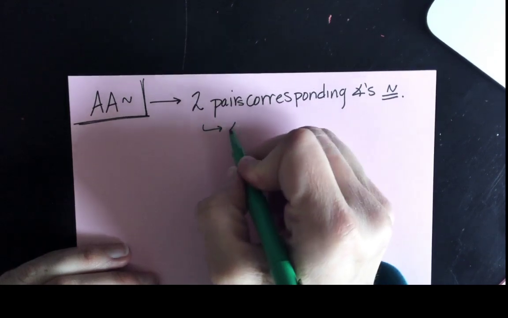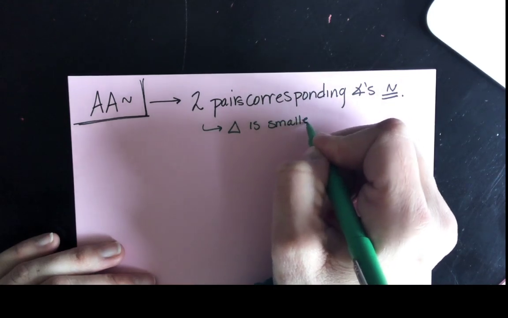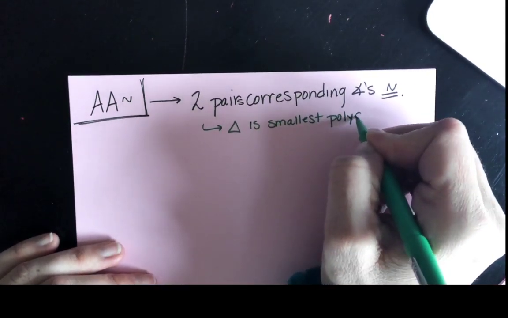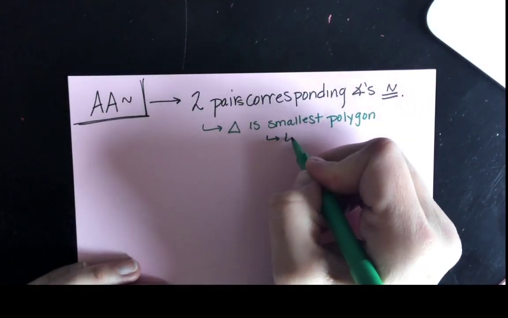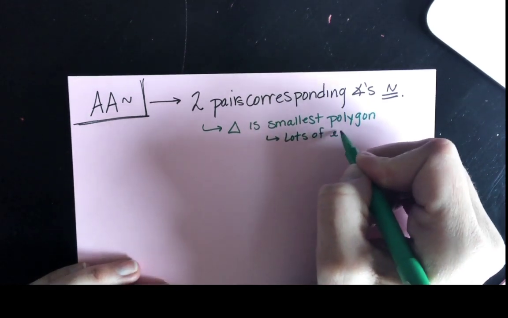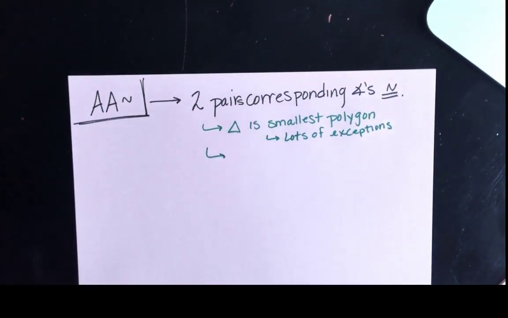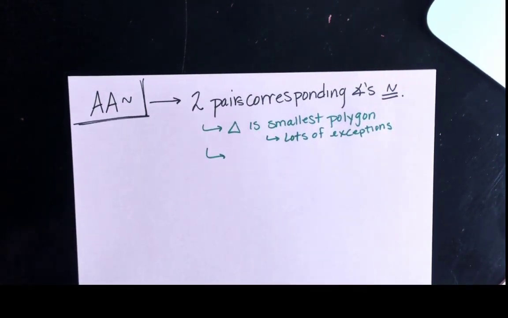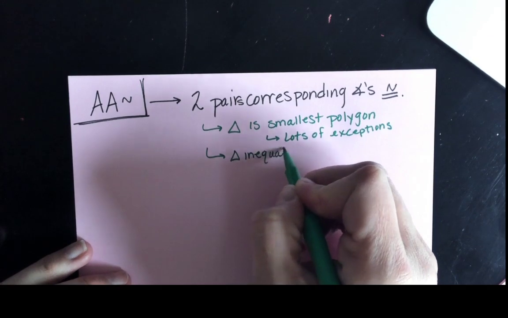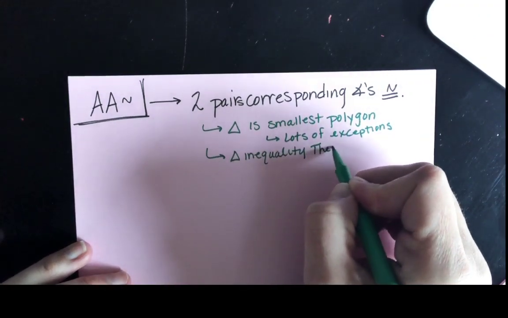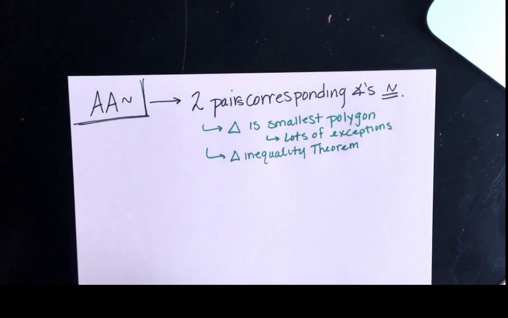We need to remember that a triangle is the smallest polygon. So we have a lot of exceptions that happen with triangles. We have to remember that with our triangles, we do have our triangle inequality theorem. That's going to come into play. Opposite the longest side is the largest angle. Opposite the smallest angle is the shortest side.